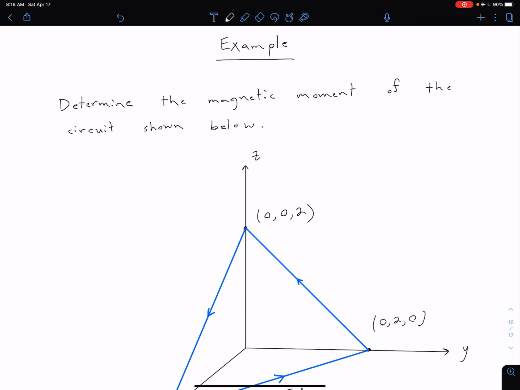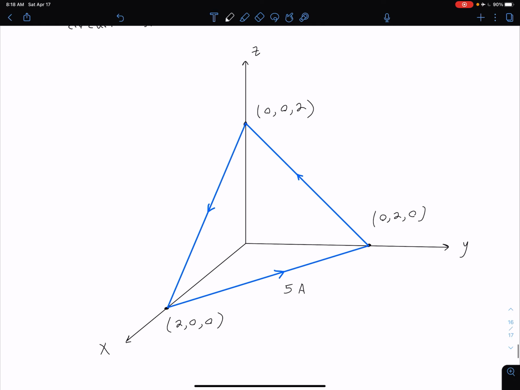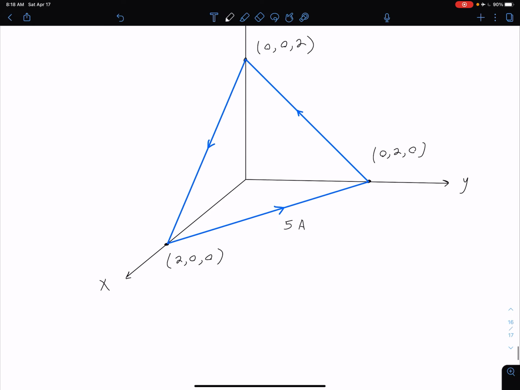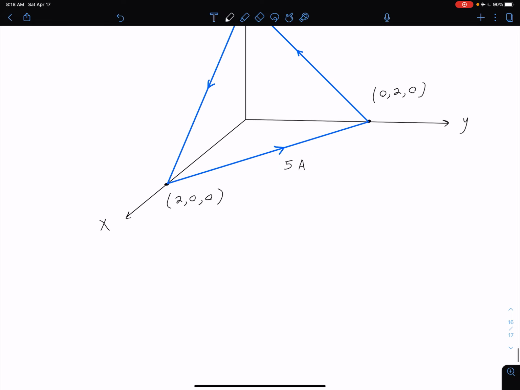Let's now take a look at an example. Let's determine the magnetic moment of the circuit shown below, or rather of our current carrying loop. And so we see we have this triangular path which is carrying 5 amps in a counterclockwise direction. If we want to find our magnetic dipole moment M, we know that's just equal to IS times our unit normal vector u sub M.